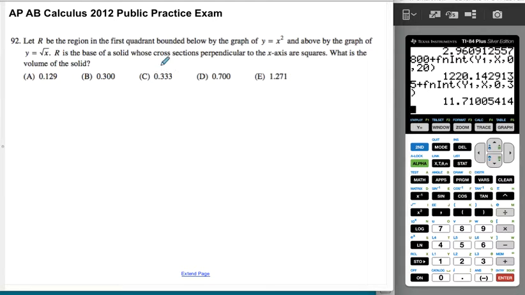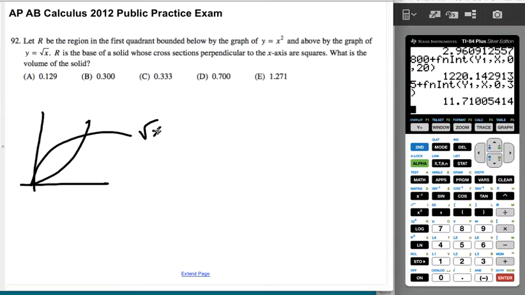All right, last one, definitely a calculator problem. Let R be the region in the first quadrant bounded by the graph of y equals x squared. So there's your x squared, right? So below by that graph, and above by the square root of x. So that's going to look like this, right? So this is the square root of x, and this was x squared, kind of like that. So R is that region.